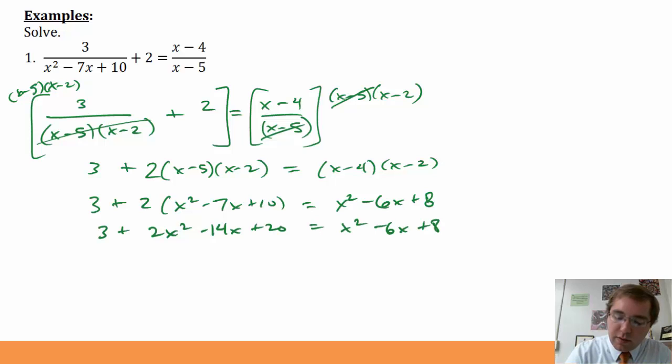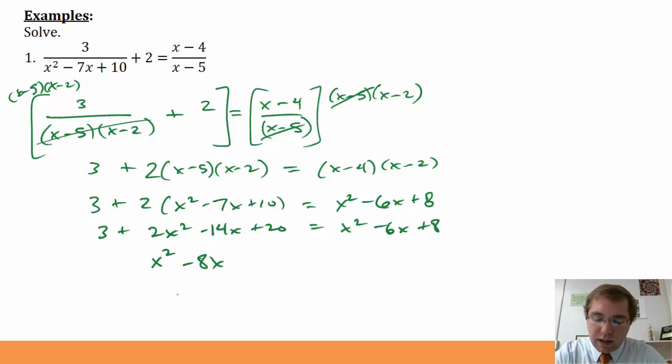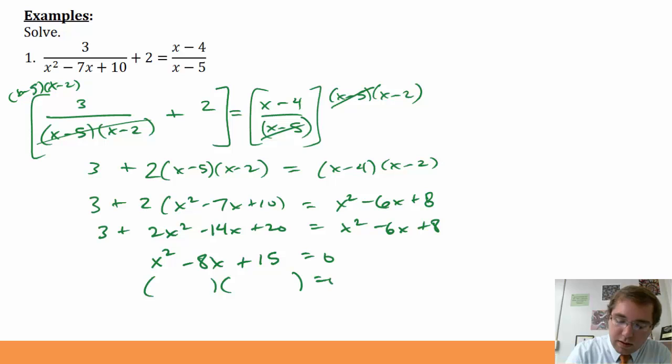I'll bring everything to one side and have 0 on the other side. So I'll subtract the x squared that's on the right over to the left-hand side, and I'll be left with just an x squared over there. I'll add the 6x over to the left-hand side. That'll give me negative 8x. I've got 3 and 20 on the left-hand side, so that's 23, and then I'll subtract 8 from that, so that's 15. And that equals 0. Then I factor x squared minus 8x plus 15, now that I have it equal to 0. And that's going to be x minus 5 times x minus 3.